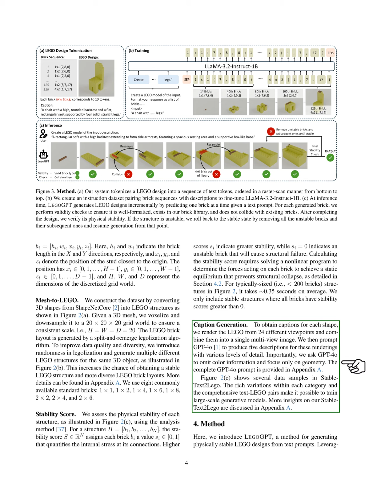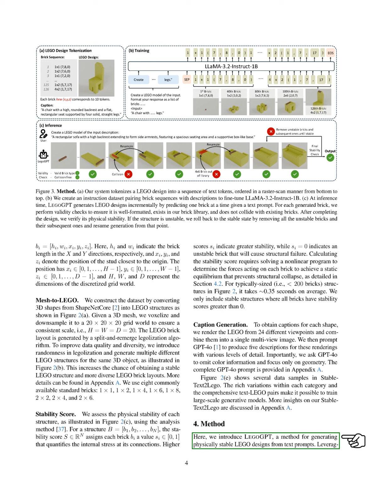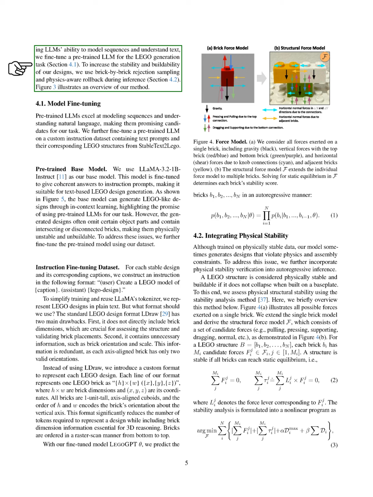Section: Method. In this section, we introduce LegoGPT, a method designed to create stable LEGO designs based on text prompts. By utilizing the strengths of large language models, LLMs, in understanding sequences and text, we fine-tune a pre-trained LLM specifically for generating LEGO structures. To enhance the stability and buildability of our designs, we implement a process that involves rejecting unstable designs brick by brick and applying physics-aware adjustments during the generation phase.